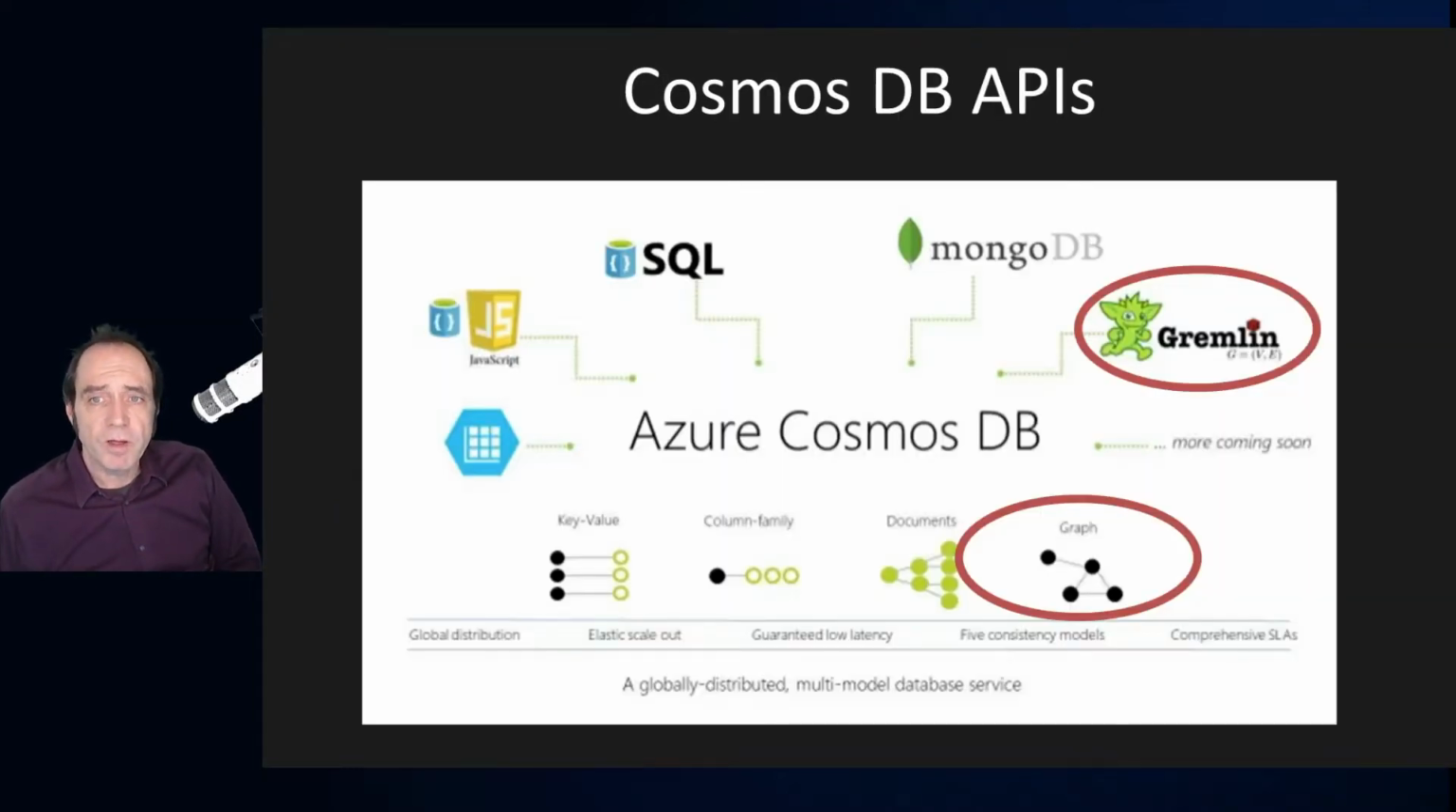So this is a diagram showing the 4 database models that we've got: key value, column family, documents and graph, and also the various APIs that we can use to connect to Cosmos DB. And in this demo, I'm going to be exploring the graph database model, using the Gremlin API. And these two work together. If we're using the graph model, we'll be using the Gremlin API to access that.